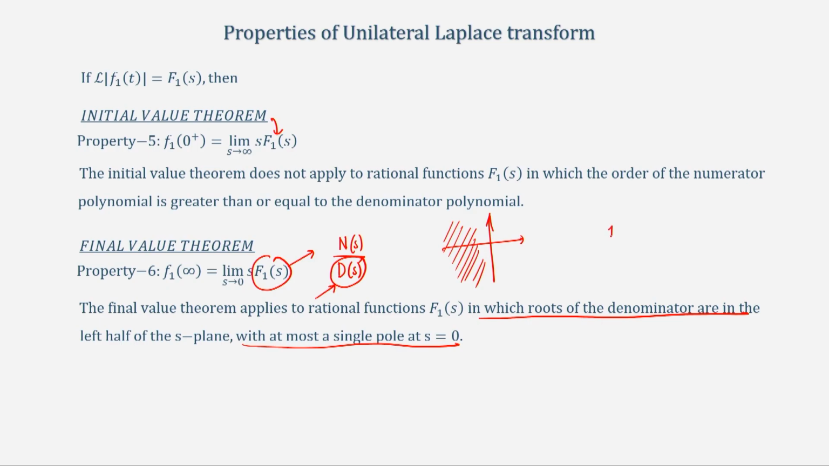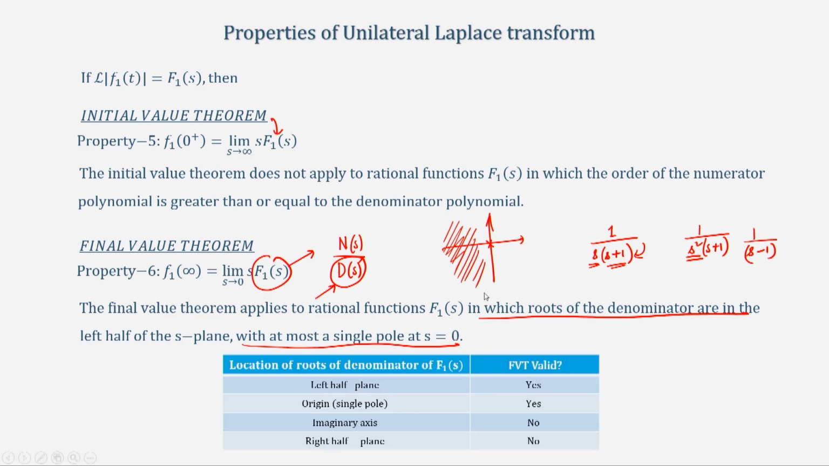So, something like this is allowed. This is allowed because the roots of the denominator here are at -1 and 0. So, -1 is anyways on the left hand side, and there is only one root on the imaginary axis, at s equal to 0, so it is okay. However, this is not allowed because there are two roots at the origin. This is not allowed because one of the roots is on the right hand side. So, these are not allowed.